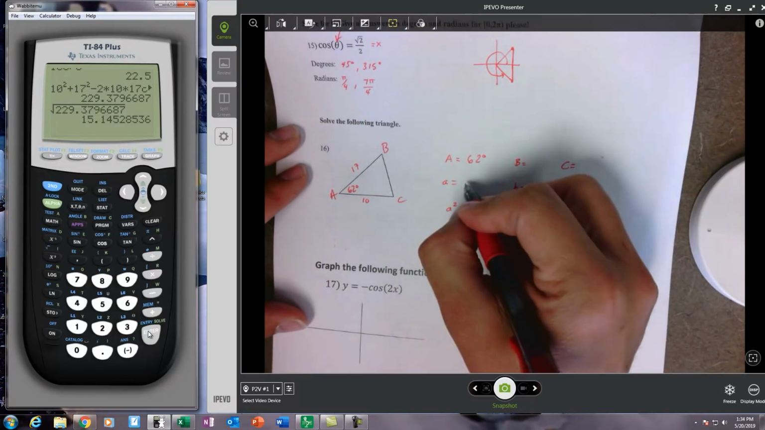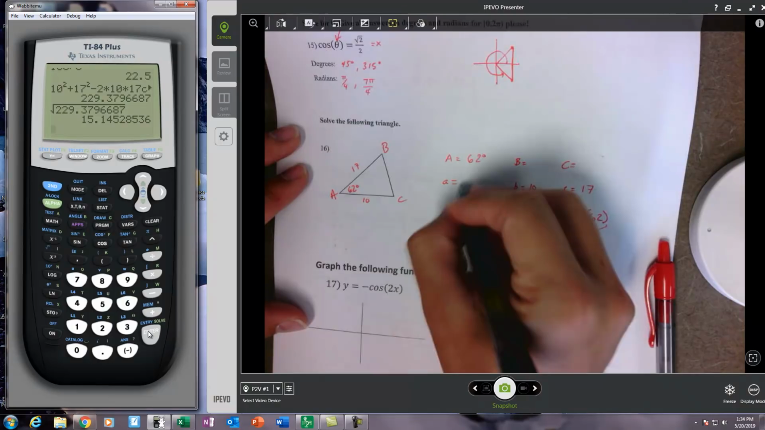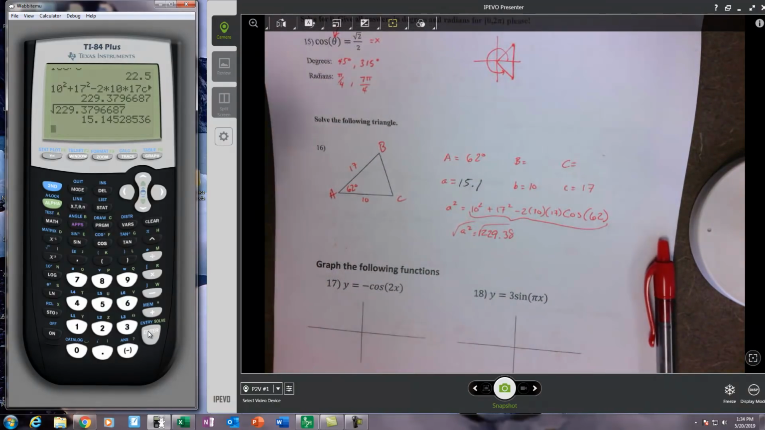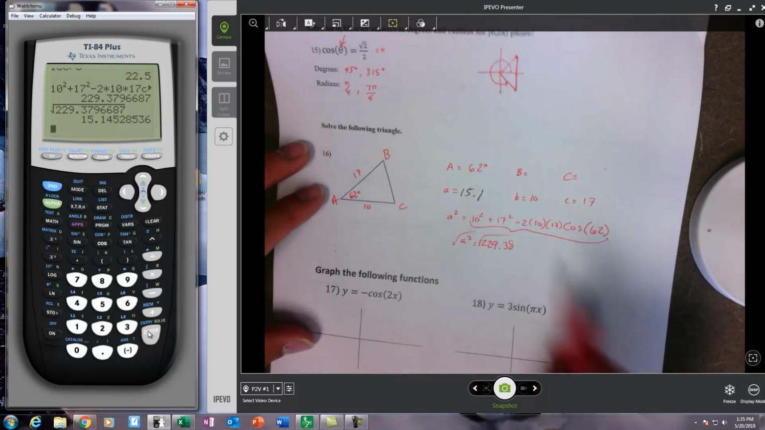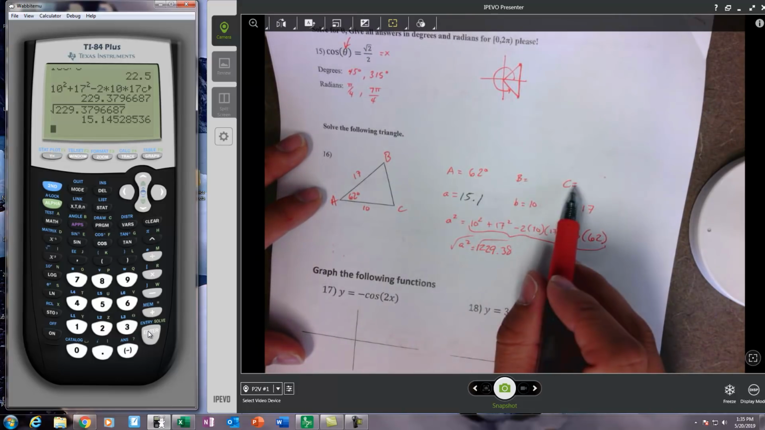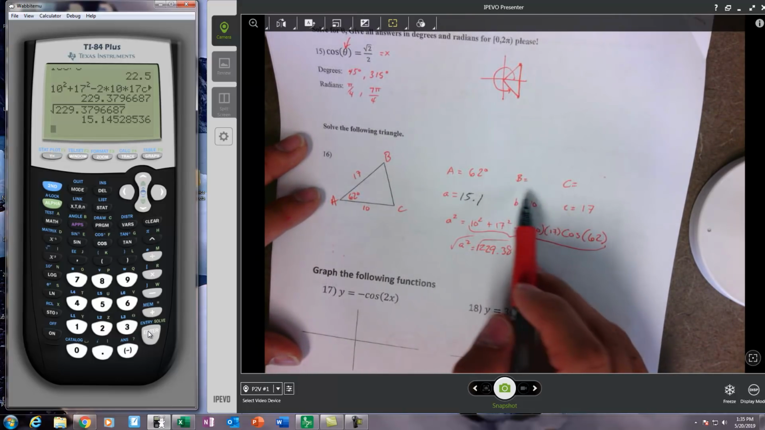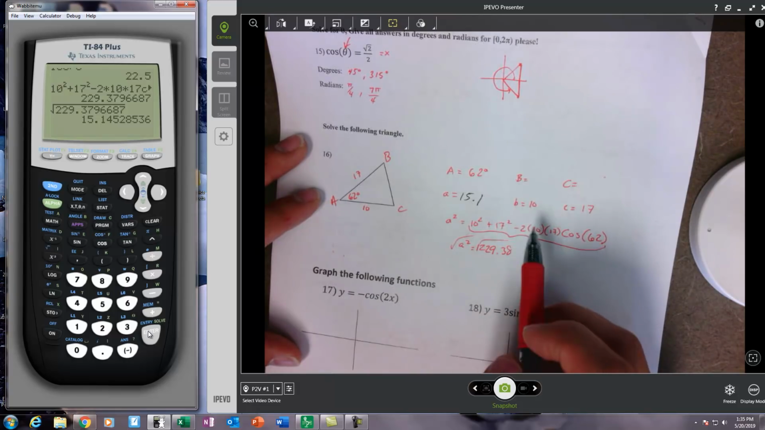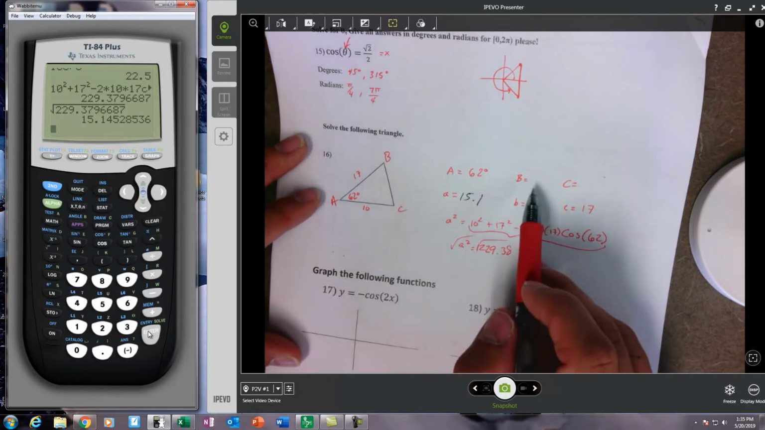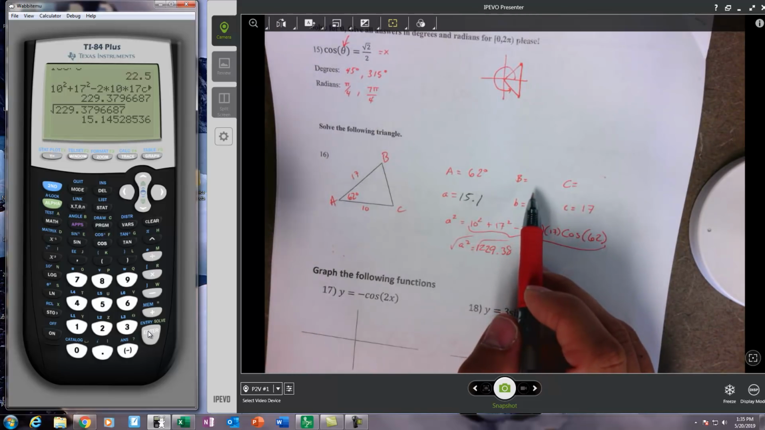So little a is going to come in, and let's use a different color here, 15.1. Now that I have that, I can go and do my law of sines to finish the problem out. Now, one of the things we talked about was the law of sines never gives obtuse angles. So if I'm ever in this situation and I have to choose between big B and big C, I'm going to go after big B first. The reason why is because little b is a smaller side, which means it's going to be a smaller angle. So I know I'm not going to get an obtuse angle from this.